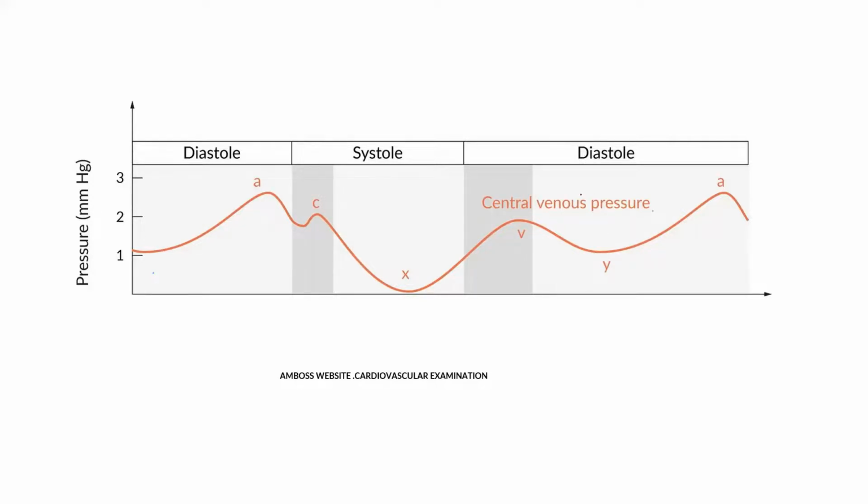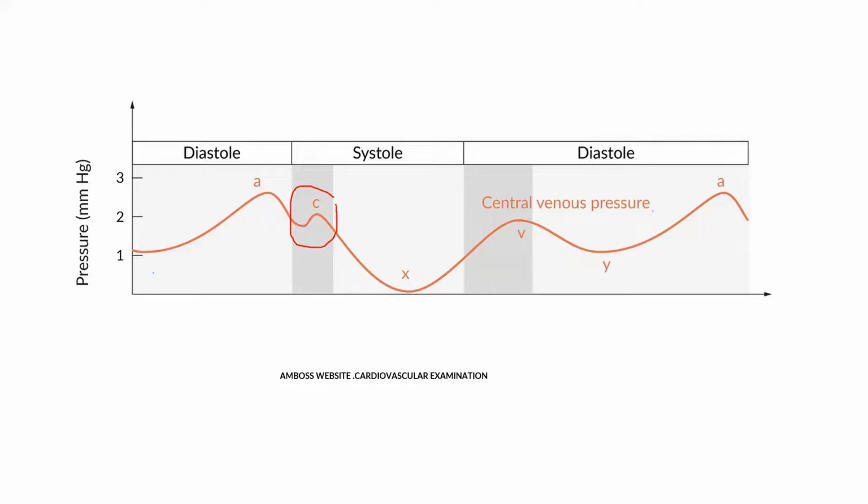So now we know that. What about this weird wave, the so-called C? Why this C? The bulge of the tricuspid valve in the right.